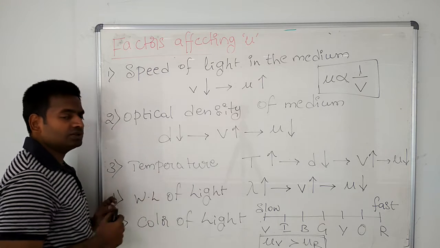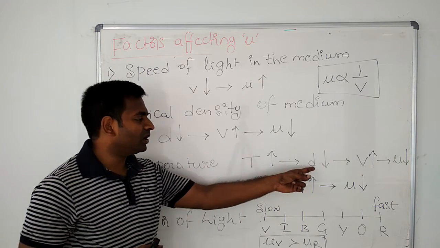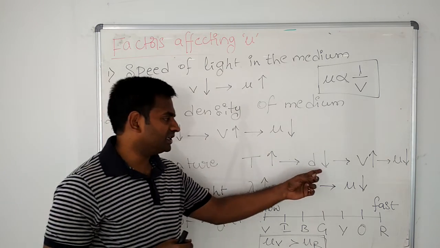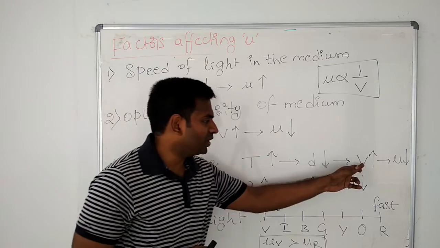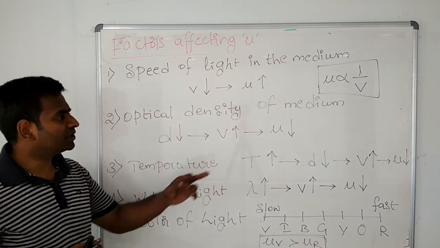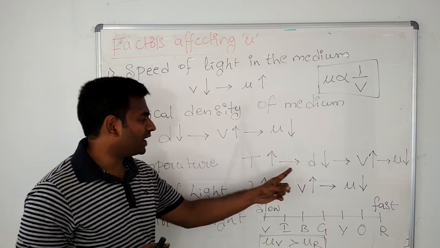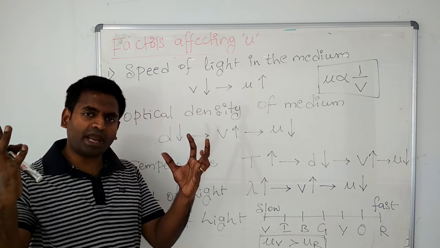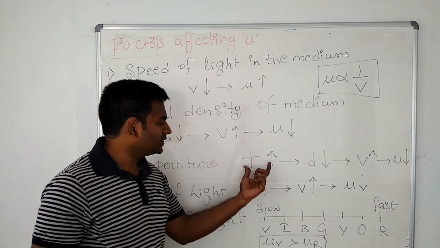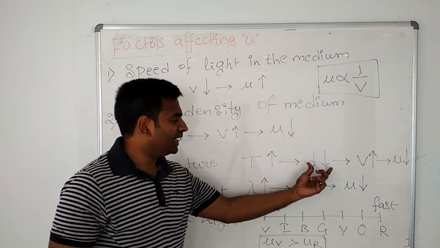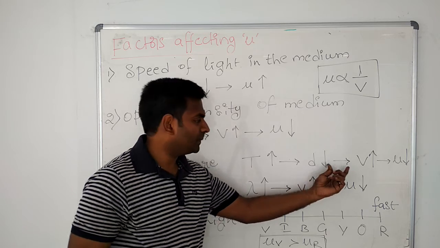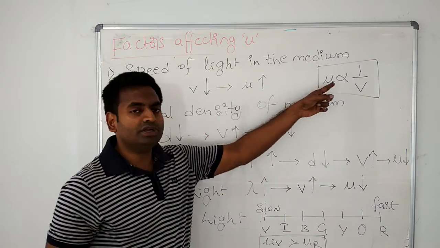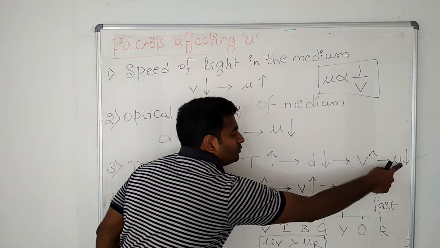Let's see what happens with temperature. If I increase the temperature, what happens to my density? My density decreases. If my density decreases, velocity increases. If my velocity increases, then my mu decreases, because both of them are inversely related. Whenever we heat substances, they expand. That means they are rarely packed, so they are becoming less dense. Once it becomes optically less dense, its speed increases. As soon as its speed increases, its mu decreases. So when we increase the temperature, the mu decreases.